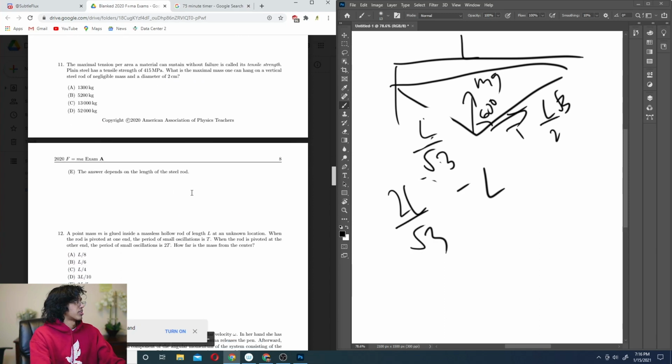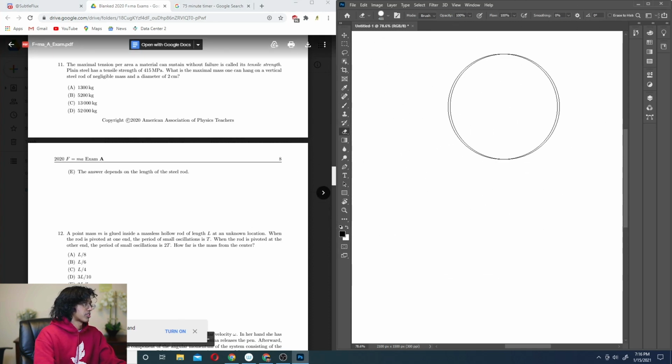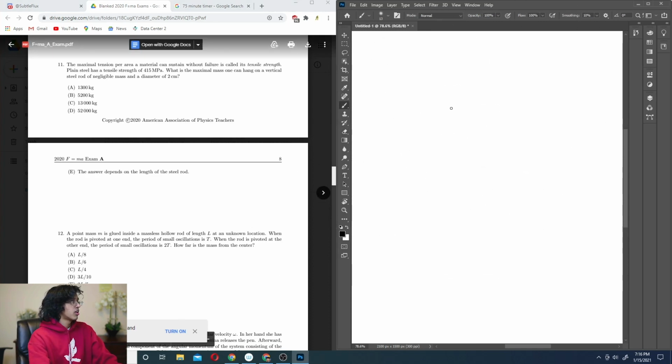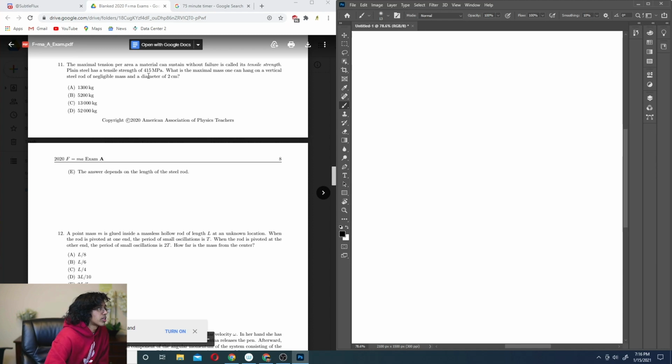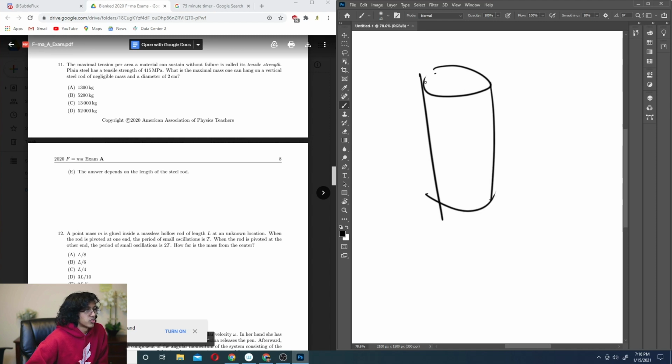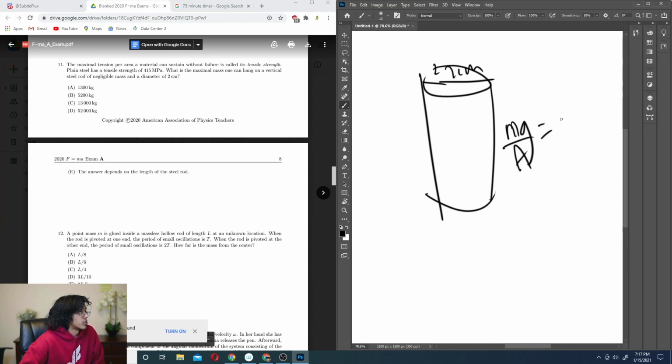Okay, 11. The maximum tension per area a material can sustain without failure is called tensile strength. Plain steel has a tensile strength of 415 megapascals. What is the maximal mass one can hang on a vertical steel rod with negligible mass and a diameter of 2 centimeters? Okay, so first off, we can basically do the force, which is mg over area, is equal to 415 megapascals.